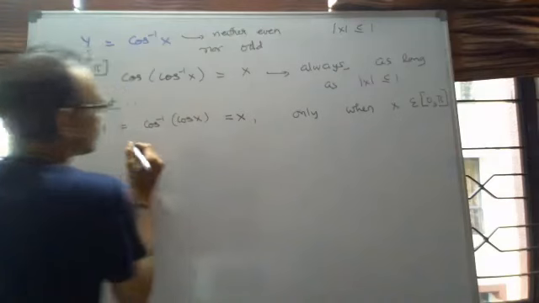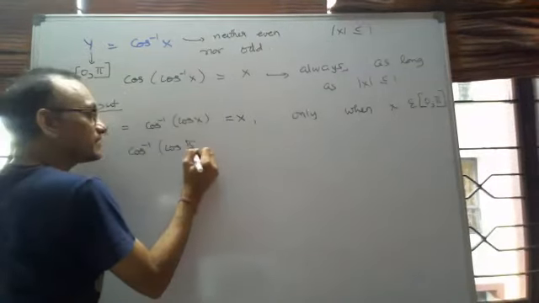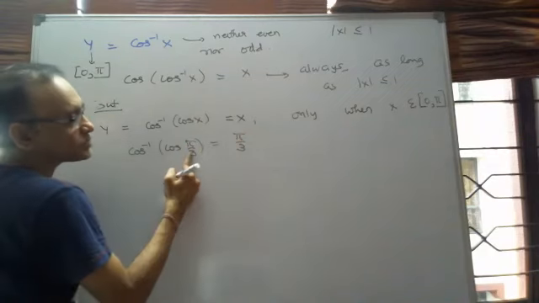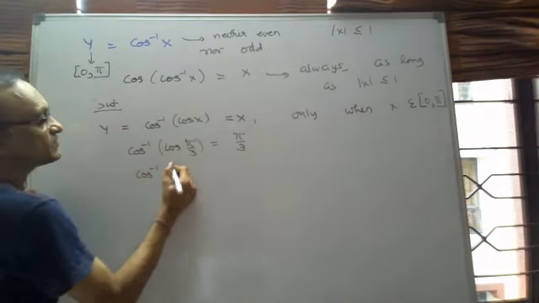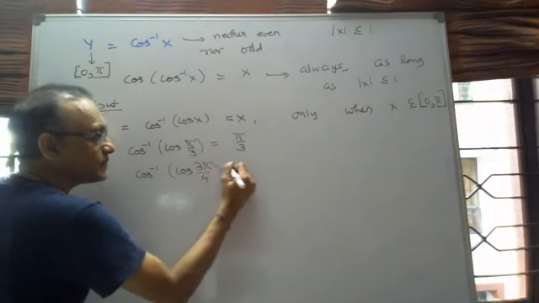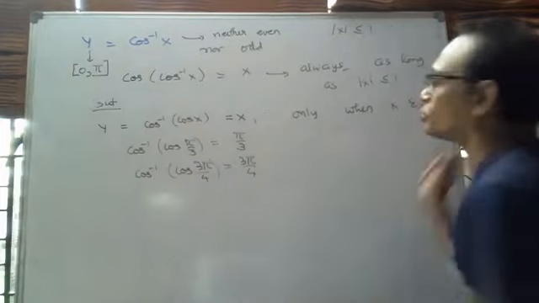Suppose I say cos inverse cos pi by 3, this will be pi by 3, not a problem, right? Because pi by 3 belongs to the interval 0 to pi. If I say cos inverse cos 3 pi by 4, that will be 3 pi by 4. Why? Because 3 pi by 4 belongs to the interval 0 to pi.